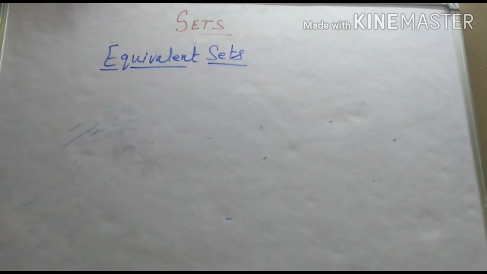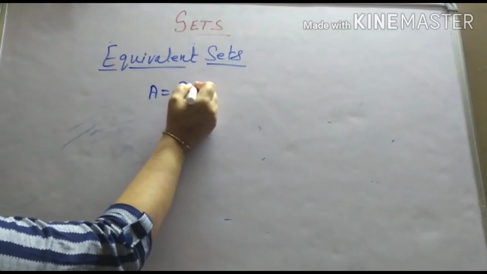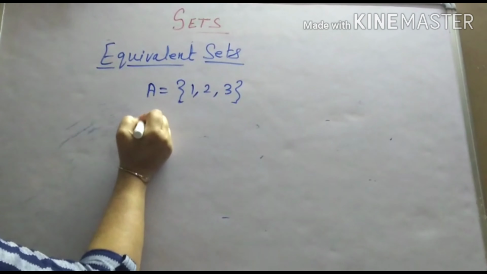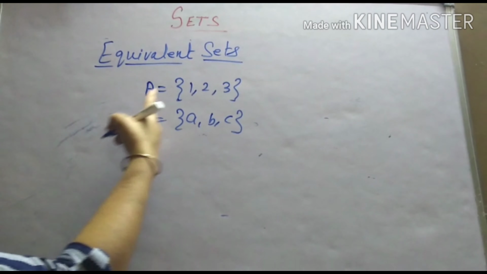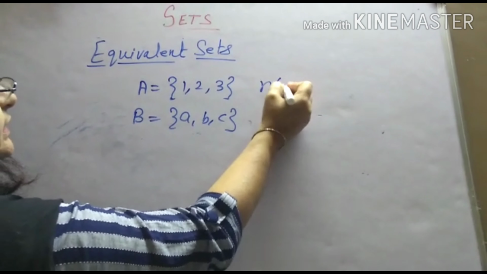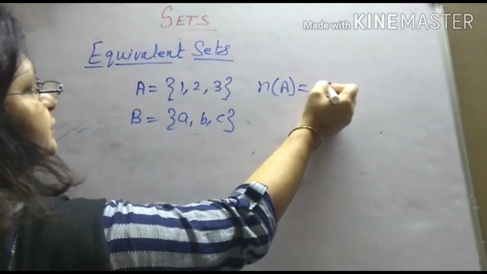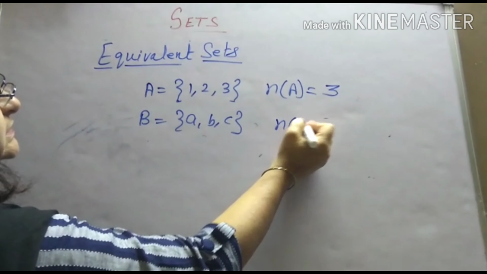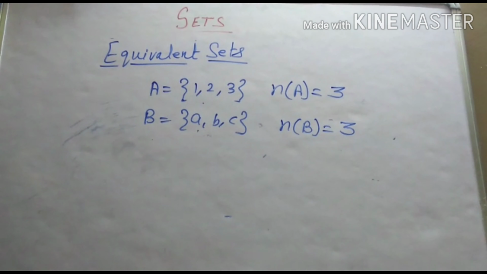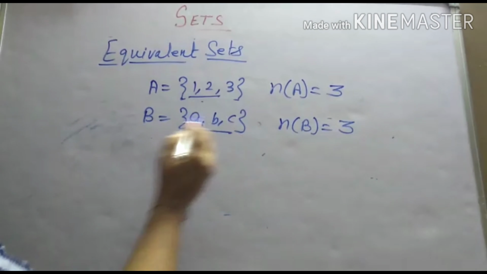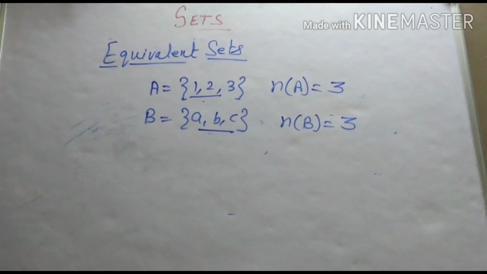Now, what are equivalent sets? Let set A be {1, 2, 3} and set B be {a, b, c}. The number of elements in set A is 3. The number of elements in set B is also 3. If the number of elements is the same but the elements are not the same, then these sets are called equivalent sets.